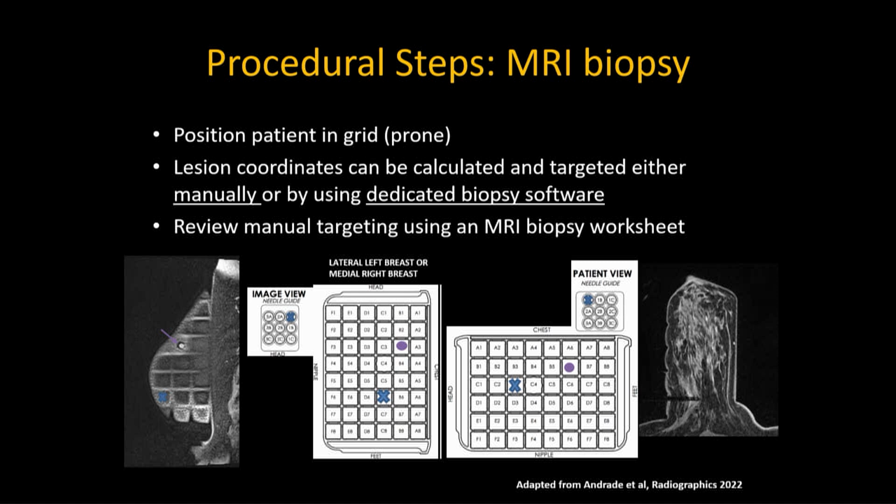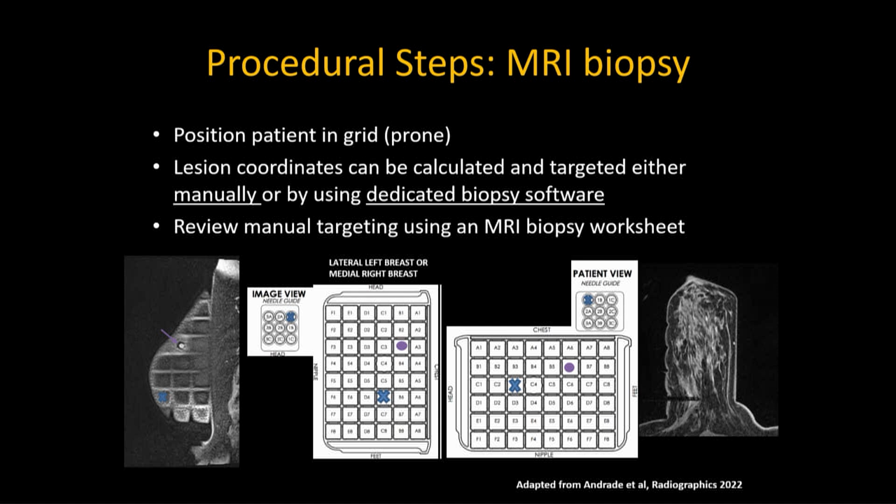When you review the manual targeting, you use an MRI biopsy worksheet. I have an example of ours here. And I always say that the most important thing when you look at your worksheet is to make sure you have the correct worksheet. Make sure it's right or left, and medial and lateral, because if you use the wrong worksheet, you're going to be in a different target.